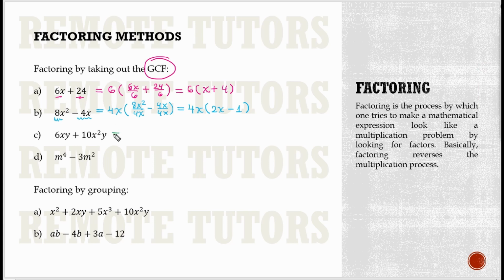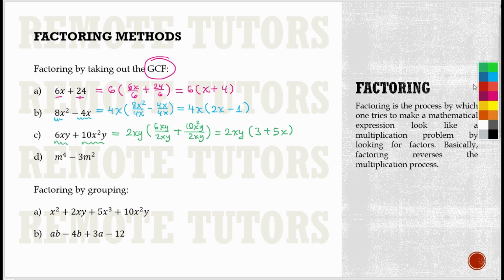The next one, again, calculate the greatest common factor of 6xy and 10x squared times y. That gives 2xy, and then open brackets, 6xy divided by 2xy plus 10x squared y divided by 2xy. That results in 2xy multiplied by 3 plus 5x.